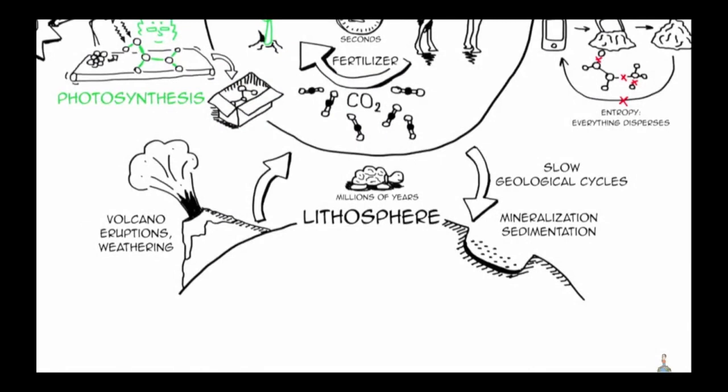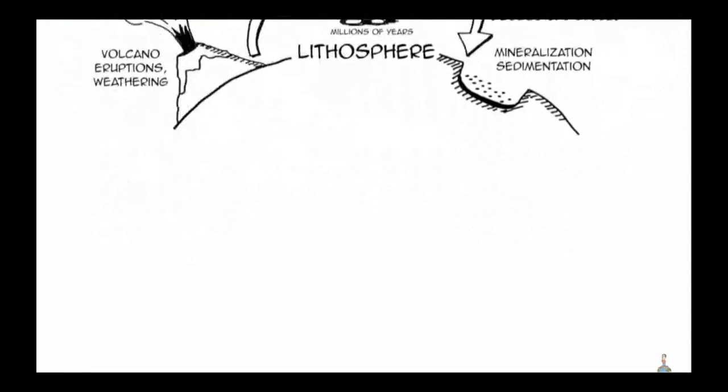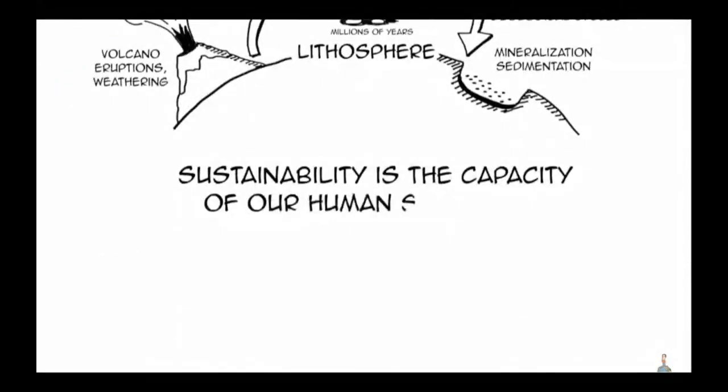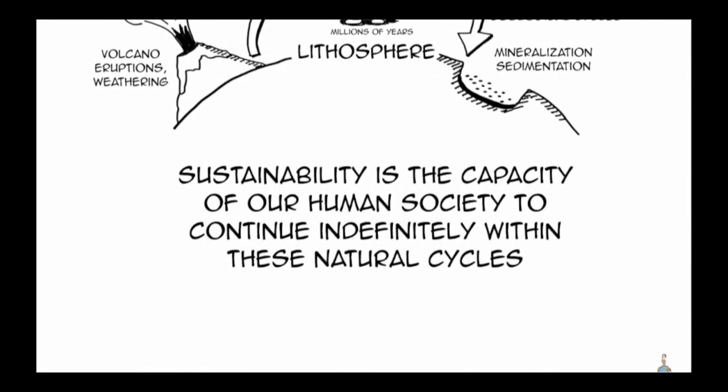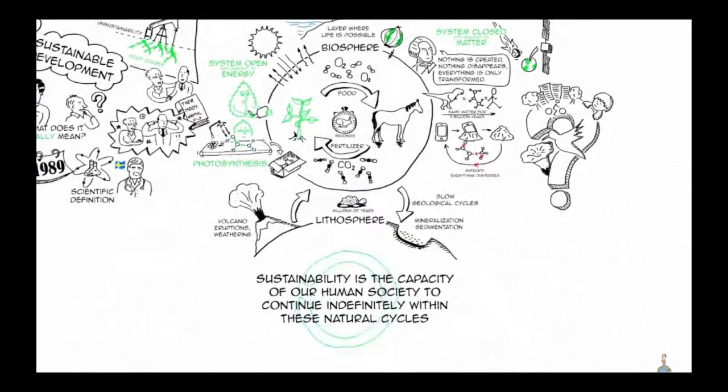So this is what the scientific community agreed upon. This is the world we live in. So what is sustainability? Well, it's actually the capacity of our human society to continue indefinitely within these natural cycles. And sustainable development would be a development towards the state of sustainability. So you may be thinking, well, this does not exactly tell us what to do on Monday morning either.